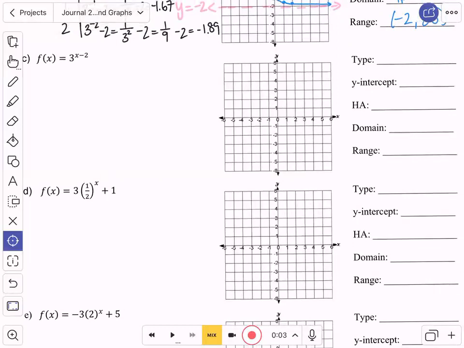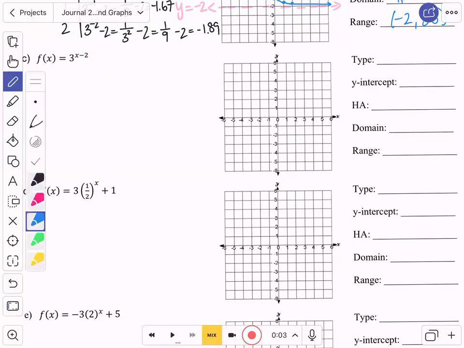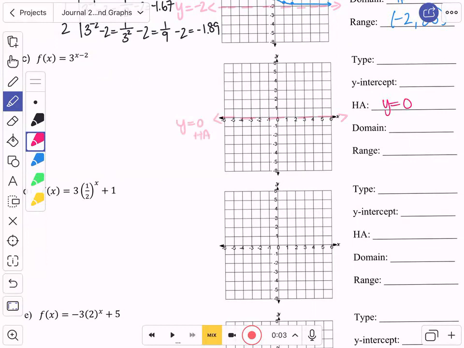So first things first, the horizontal asymptote. Notice there isn't a vertical shift here, so I know that the horizontal asymptote is going to be at y equals 0. So I'm going to go ahead and draw that on the graph. Make a dashed line here, y equals 0 for the horizontal asymptote. And then the domain for all exponentials is all real numbers. I don't know the range yet until I make the graph. The y-intercept, I don't know.